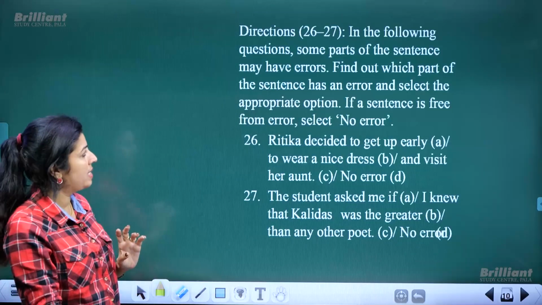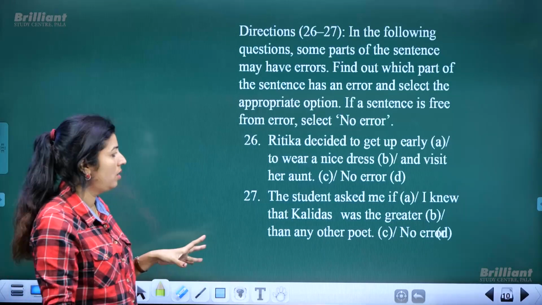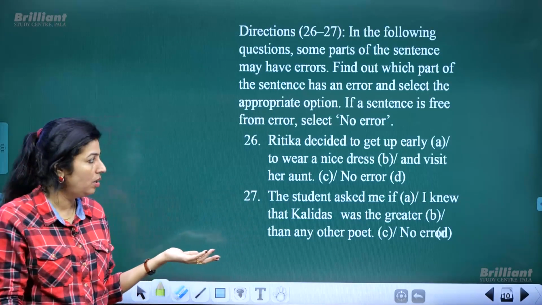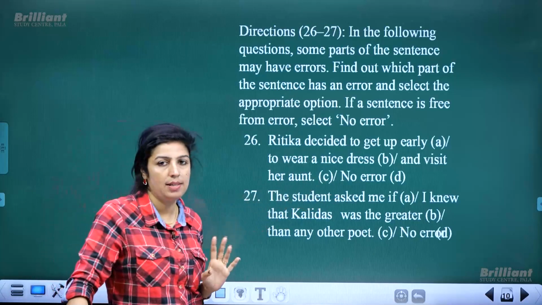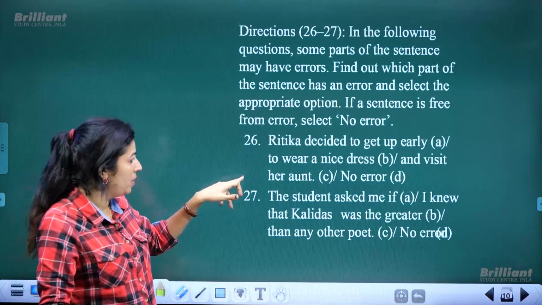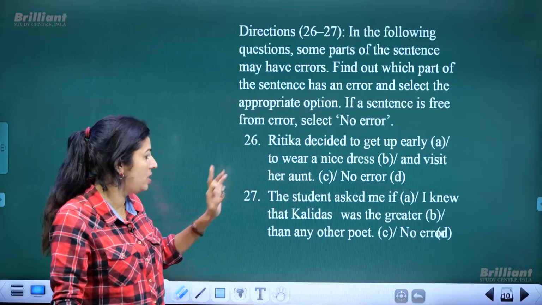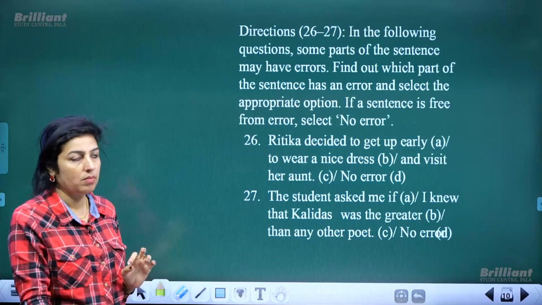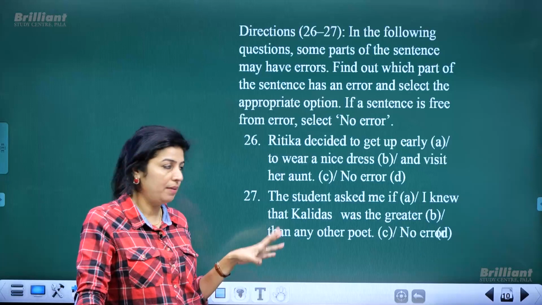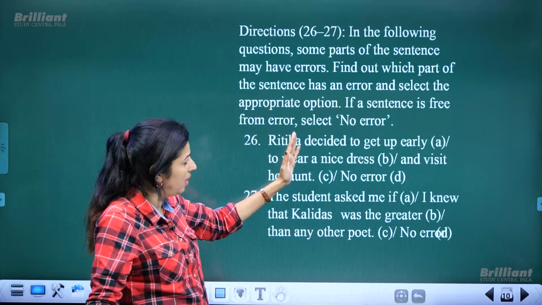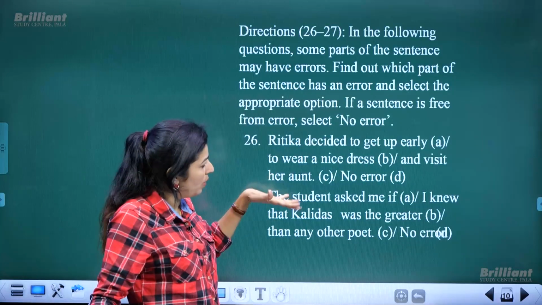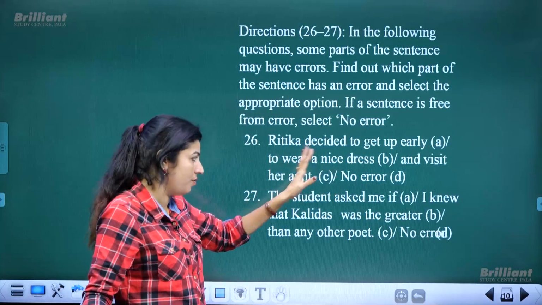Now the next question again, you have to find out in these two sentences the part which is wrong, if it is wrong. If there is no error, choose the last option, no error. Okay. Ritika decided to get up early to wear a nice dress and visit her aunt. When you read it for the first time, you may feel that nothing is wrong in the sentence. Okay. But read it again. Ritika decided to get up early. Correct. To wear. Why did she get up early? To wear a nice dress, of course.